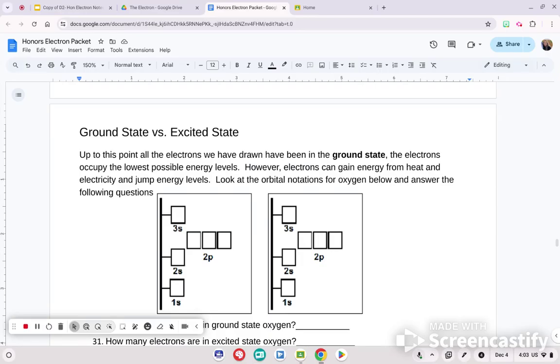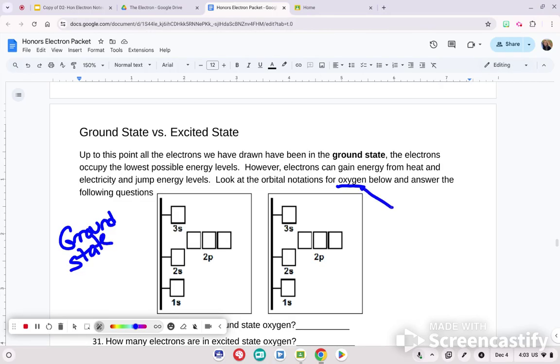So we're learning the last thing for electron configuration, and it's called ground state versus excited state. The first thing that I need you to do is draw the ground state, which is what we've been doing all along for oxygen. So on this side here, we'll do our ground state.